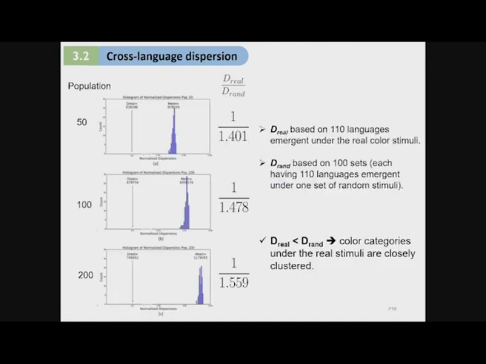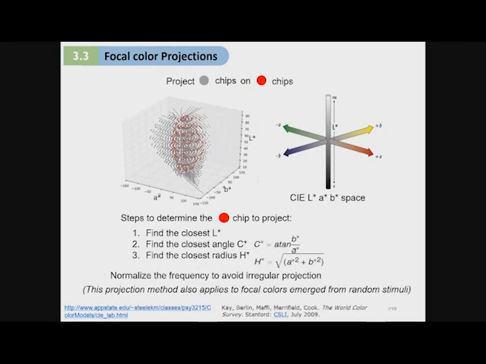And then we compare the D-real versus D-rand. Here, D-real is based on 110 languages emergent under the real color stimuli. D-rand is based on 100 sets of languages. Each set contains 110 languages emergent under one set of random stimuli. So you can see that across different numbers of agents, the D-real is significantly smaller than D-rand, which indicates that color categories emergent under the real stimuli are clustered more closely compared to the random case. It means there could be some universal forces behind those cases.